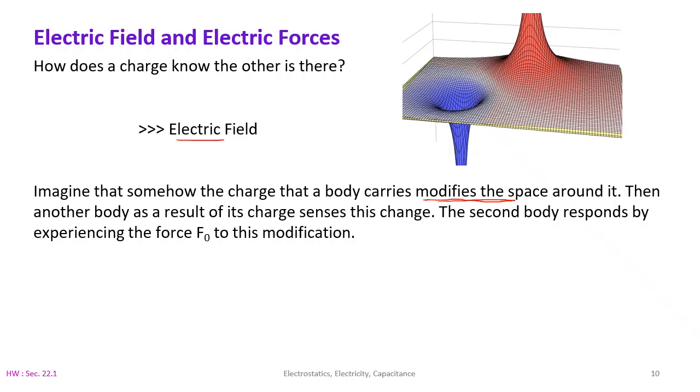So let's say we put here charge Q1 at a particular position. Then it modifies all the space around it. And so you can imagine if I bring in another charge like Q2 and I put it over here, or over here, or indeed over here, it's going to sense the change in space made by Q1, and it's going to respond accordingly.